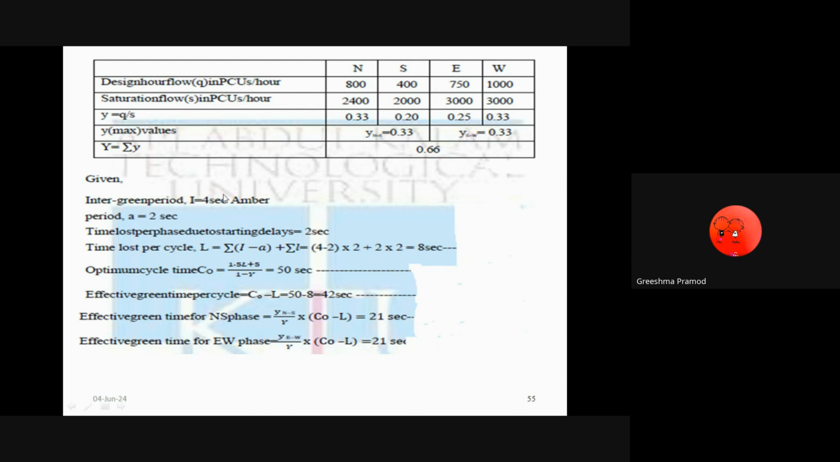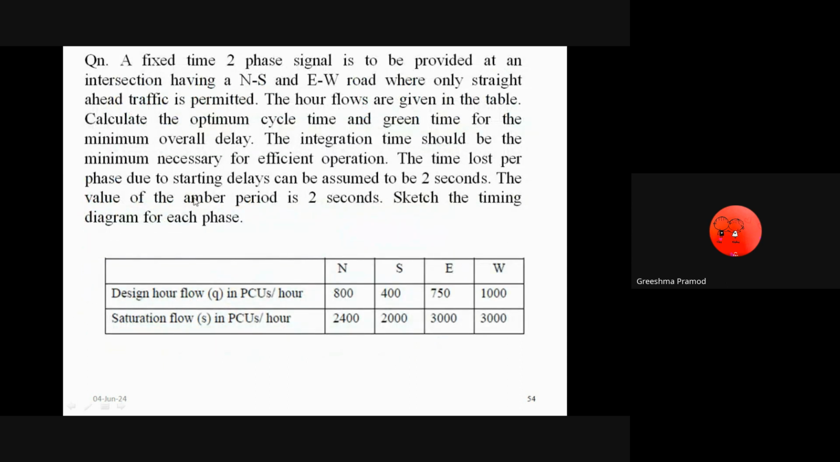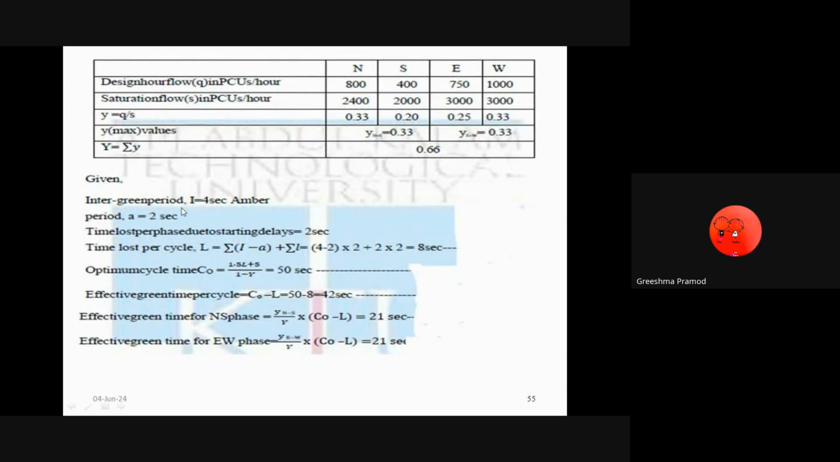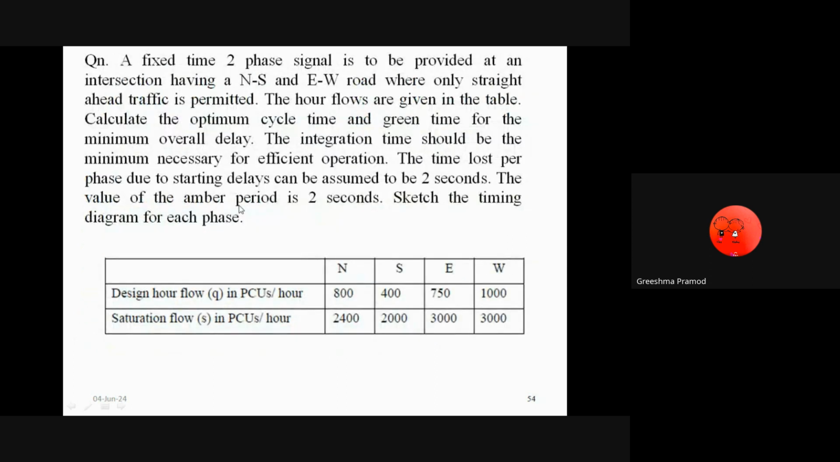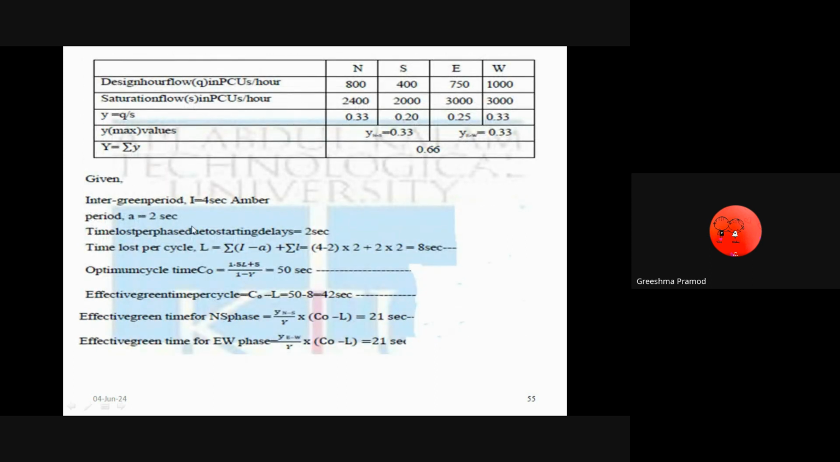Okay, regarding the intergreen period, the time lost per phase due to starting delays can be assumed to be 2 seconds. The value of the amber period is 2 seconds. So in the green period, I is 4 seconds and the amber period is 2 seconds, as given in the question. The time lost per phase due to starting delays is 2 seconds.